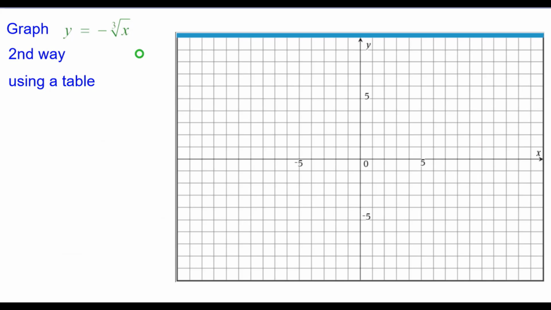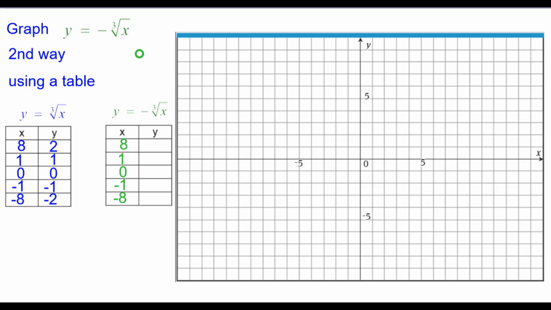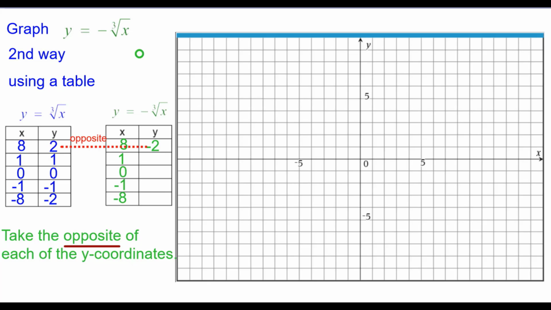Second way, using a table. We'll start off with these 5 ordered pairs from the traditional y equals the cube root of x graph. And we're going to take the opposite of each of the y coordinates. So the opposite of 2 is negative 2.